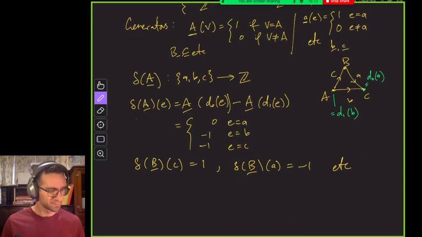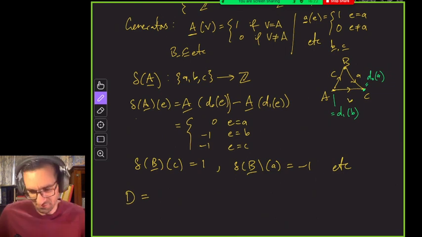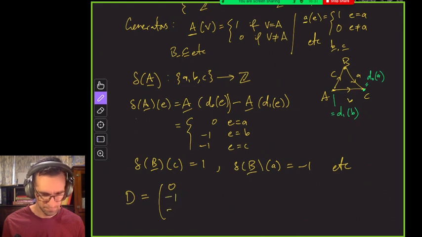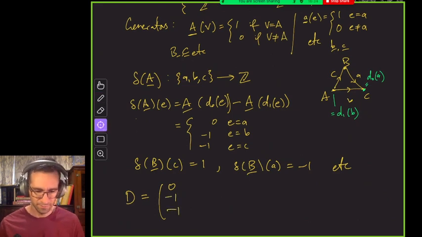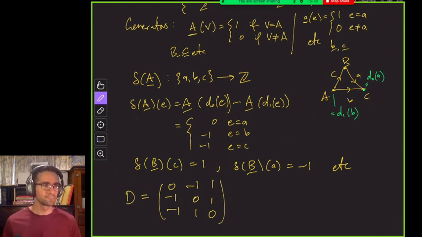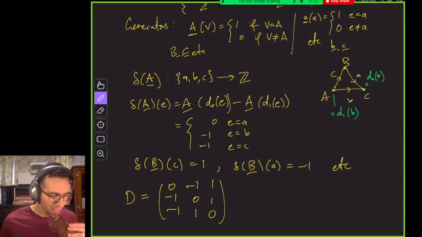Okay, so we can write down a matrix. Let's just call this capital D, just maybe to disambiguate between the abstract map and the matrix that represents it. We write this down. So this is what we've calculated here: 0, minus 1, minus 1 is the first column here. So that's step one. We can write down our cochain complex now.